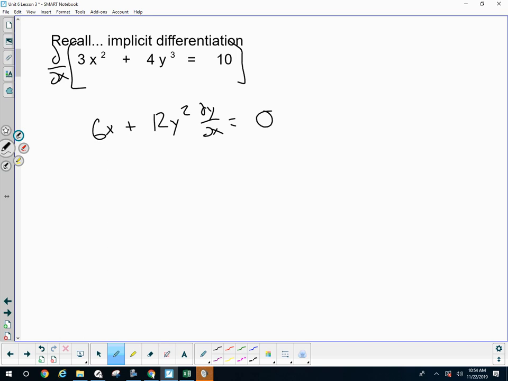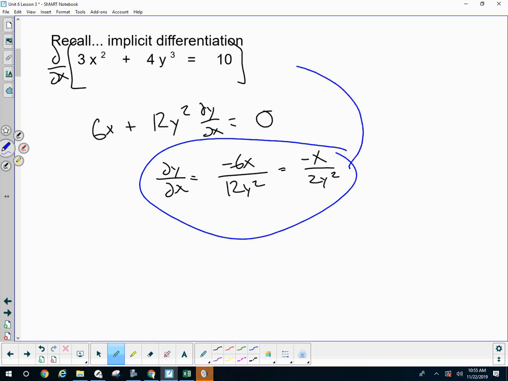What do I do now? Solve. Good. Solve for dy dx. So subtract the 6x, divided by 12y squared, and I get negative x over 2y squared. Okay, cool. Our goal today: take this and go backwards.